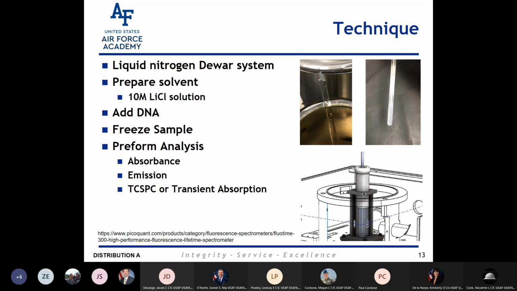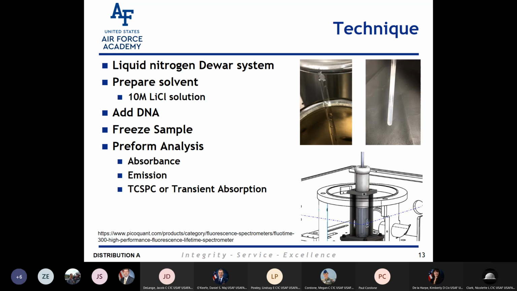So we used a liquid nitrogen Dewar system, which consists of an NMR tube. Those top two pictures show what those tubes look like. So we prepared the solvent that we dissolved our DNA in. We had to try a couple of options to make sure that we wouldn't break the glass when we froze it, as you can see on the left side of the picture, until we settled upon a 10 molar lithium chloride solution, which we were able to dissolve our DNA in.